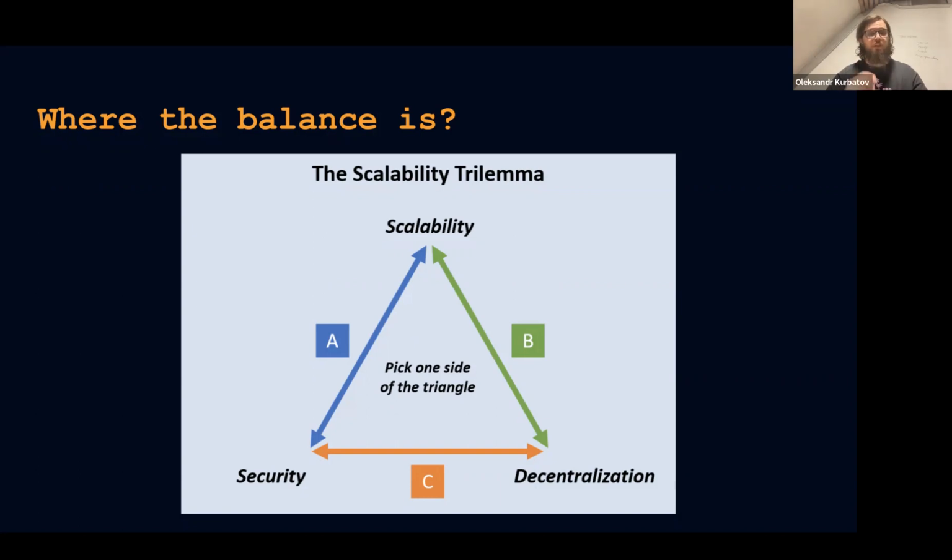So you should select two parameters, or you can select more parameters, but you should balance, because you can't reach the highest level of scalability, the highest level of security, and have the most decentralized system ever.